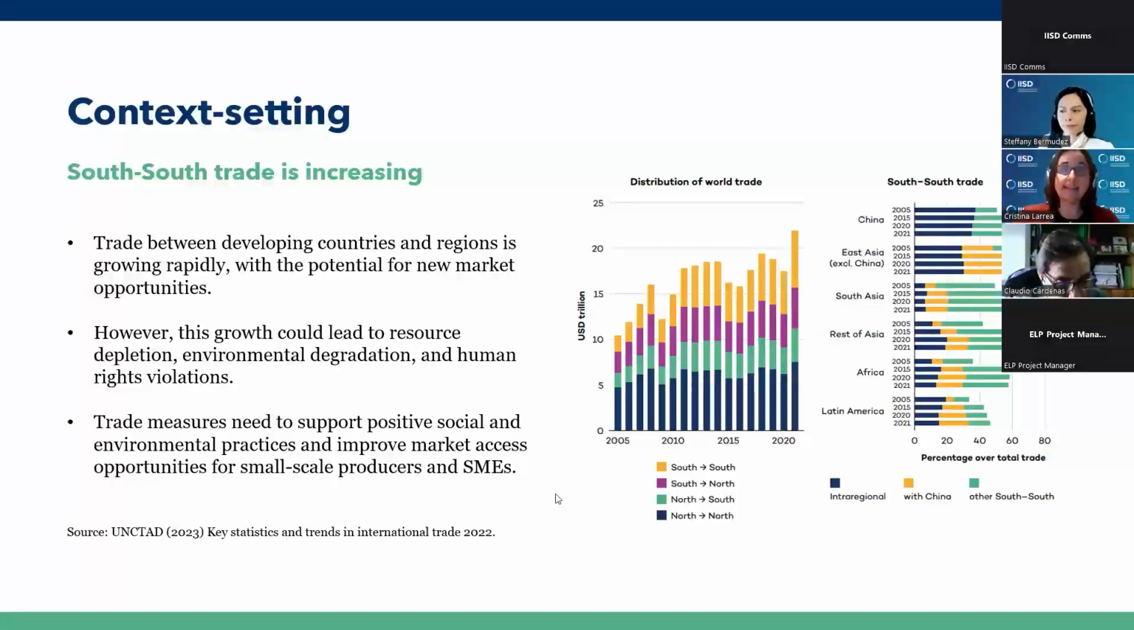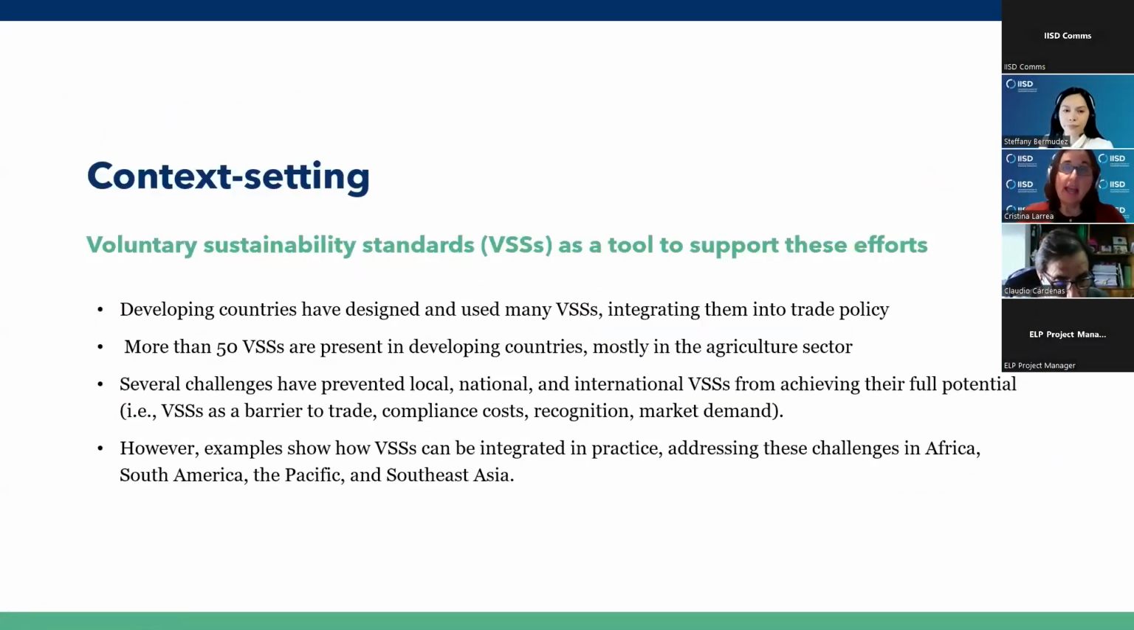Next slide, please. In this context, the growth of South-South trade is very critical, as it supports good social and environmental practices, which can include soil conservation, soil health, forest conservation, and the respect of fundamental human rights, while improving market access opportunities for producers and small and medium-sized enterprises. And this is where the linkage with voluntary sustainability standards comes into play.